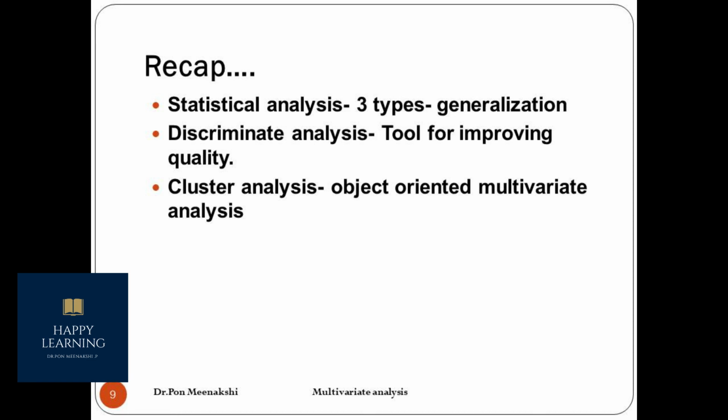Discriminant analysis is a tool for improving quality. It is used as a predictive tool. Even political scientists and economists are using this. It is used widely in marketing research. Cluster analysis is a purely object-oriented study. Among the groups it is homogeneous, between the groups it is heterogeneous. It is used to find highly correlated variables and low correlated variables.